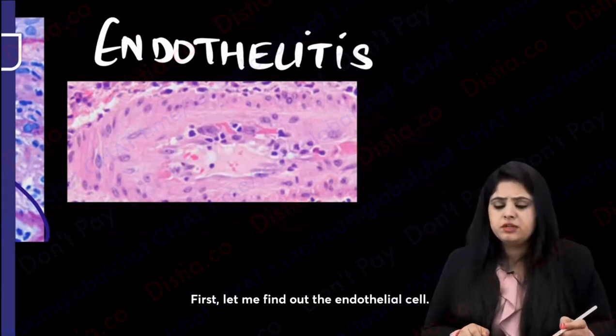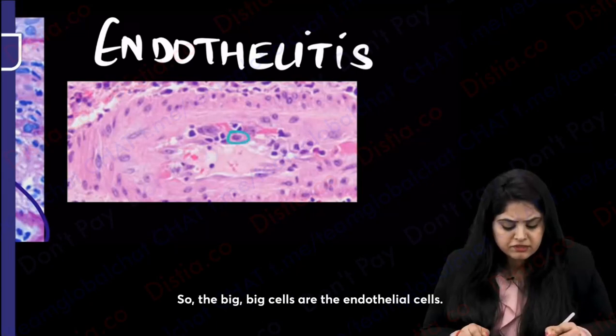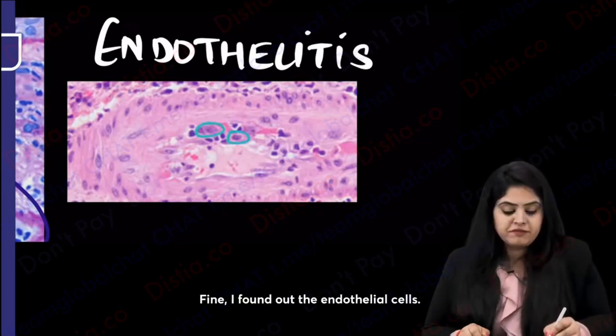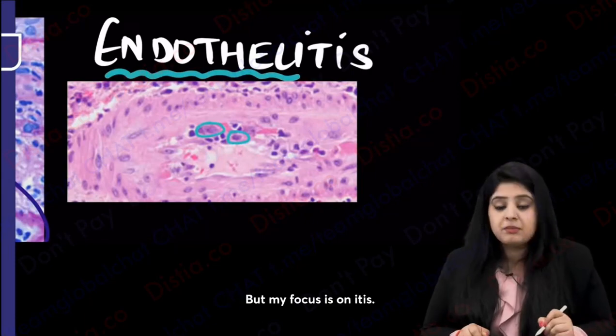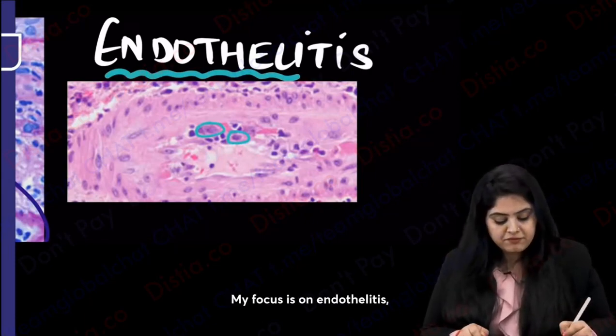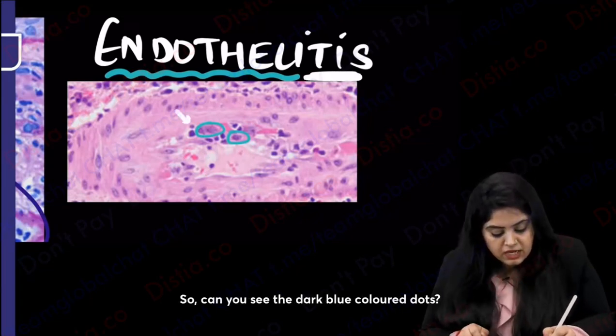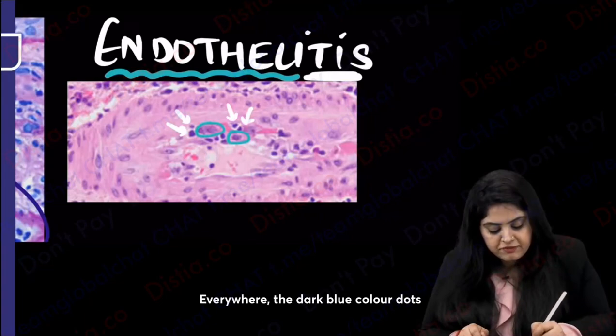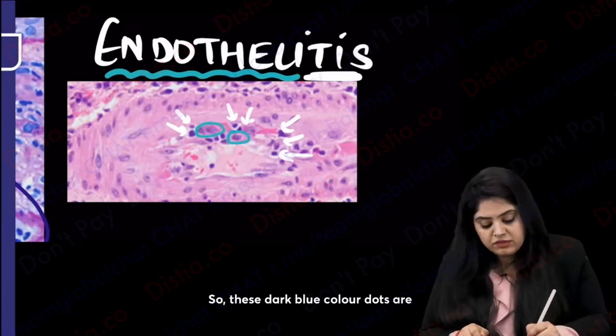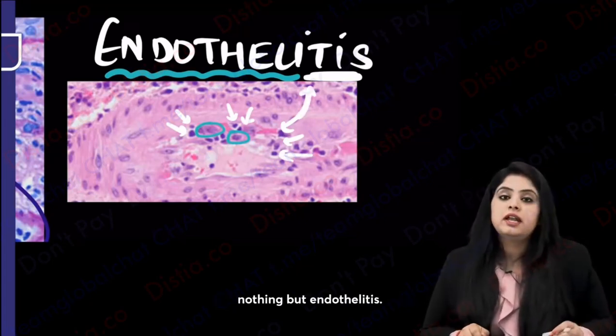First, let me find out the endothelial cells. So the big cells are the endothelial cells. Fine, I found the endothelial cells, but my focus is on endothelitis, the inflammatory cells. So can you see the dark blue dots? Everywhere the dark blue dots are going to be the lymphocytes. So these dark blue dots are nothing but endothelitis.